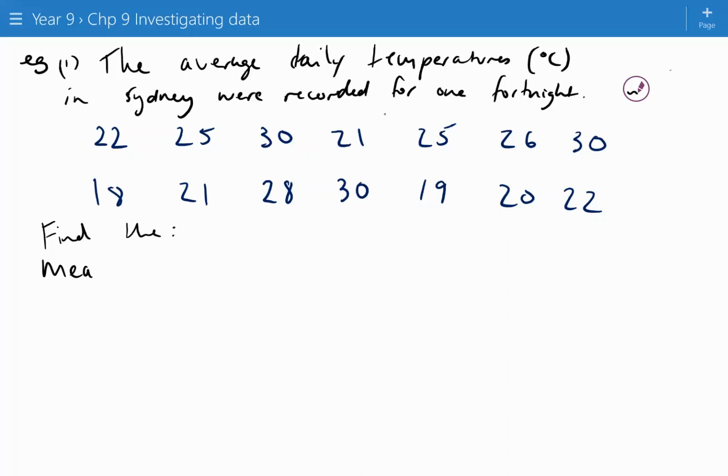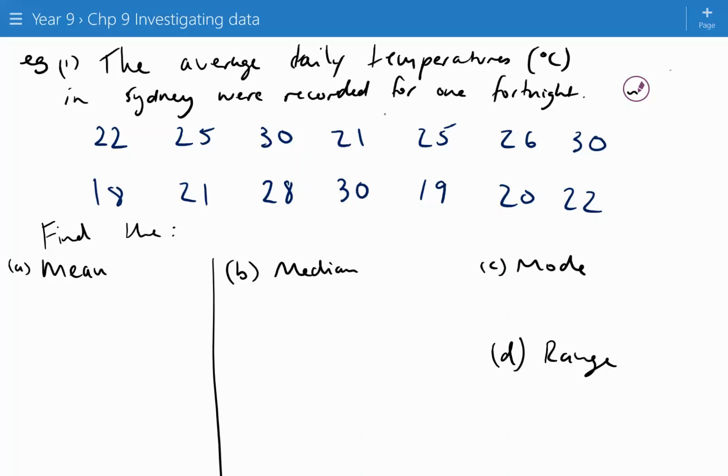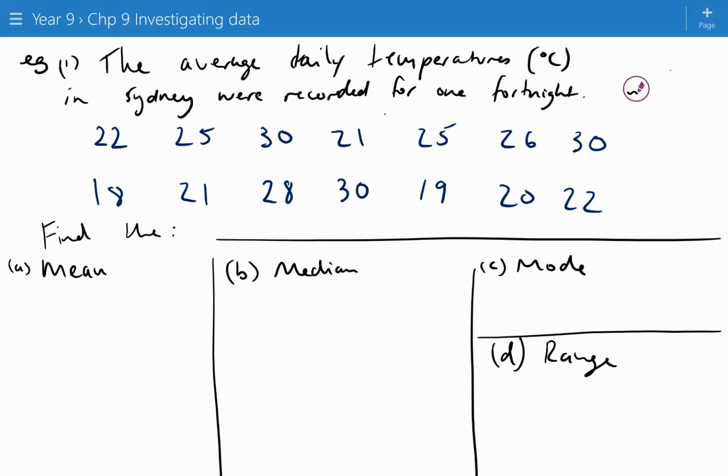mean. That's part A. Part B is the median. C is the mode, and D the range. Alright, let's have a look.